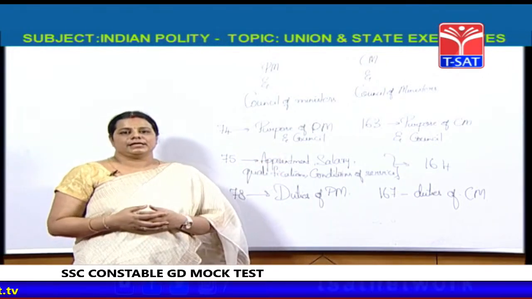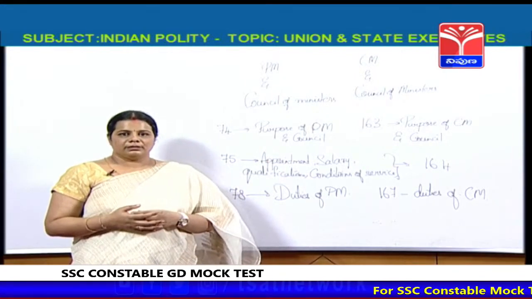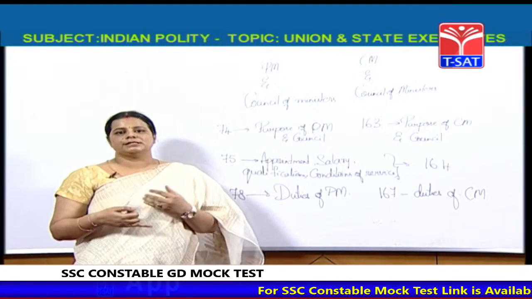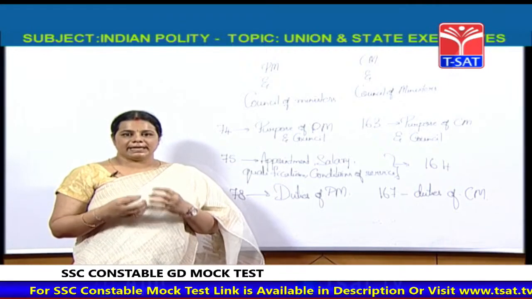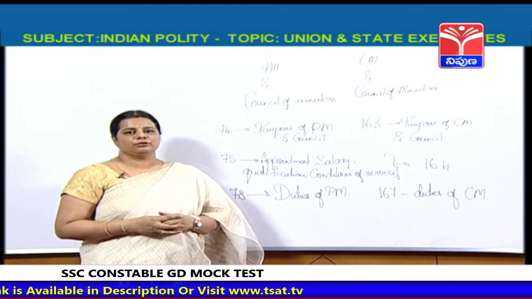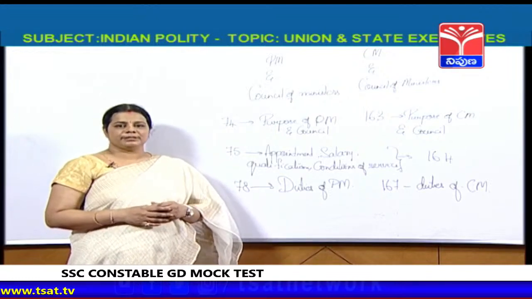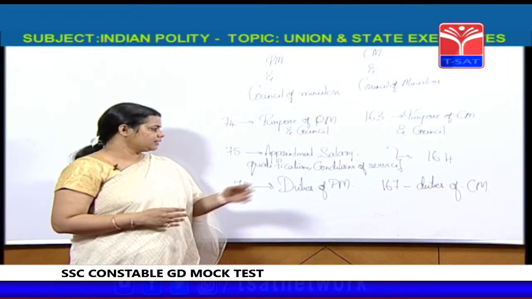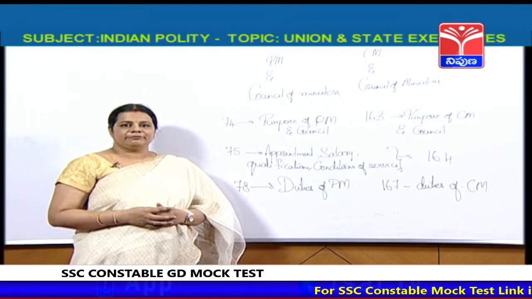Similarly, when it comes to the state, a state minister is individually responsible to the governor. The council of ministers and the CM in the state will be collectively responsible to the state legislative assembly. This is about 75 and 164. Now the last two articles that we are going to discuss with reference to Prime Minister Council and CM Council is what will be the duties of the Prime Minister and what are the duties of the Chief Minister.